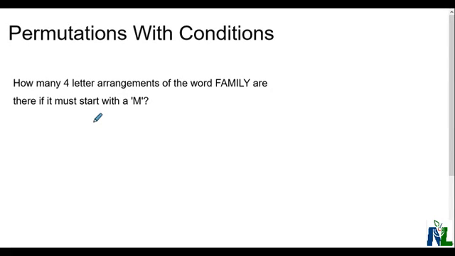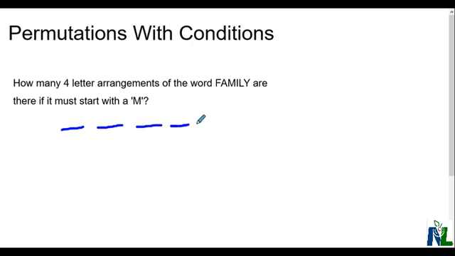So here we'll look at an example where we have permutation, but there's a certain condition involved. Here we have the word family. I'm trying to figure out the number of 4-letter arrangements I can have, but the condition is it must start with an M. So I can apply the fundamental counting principle here.